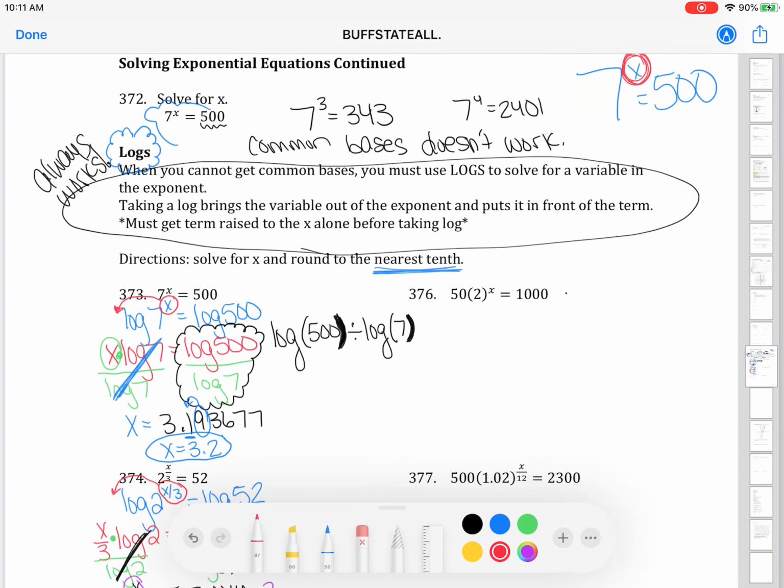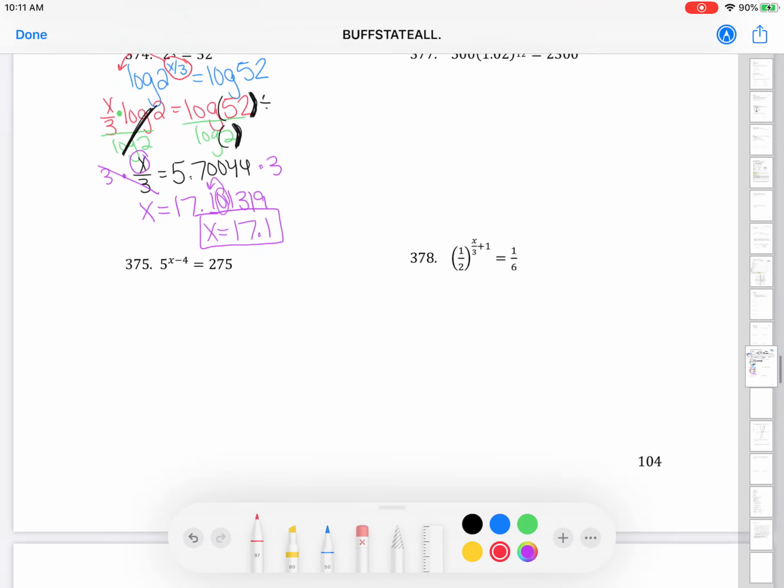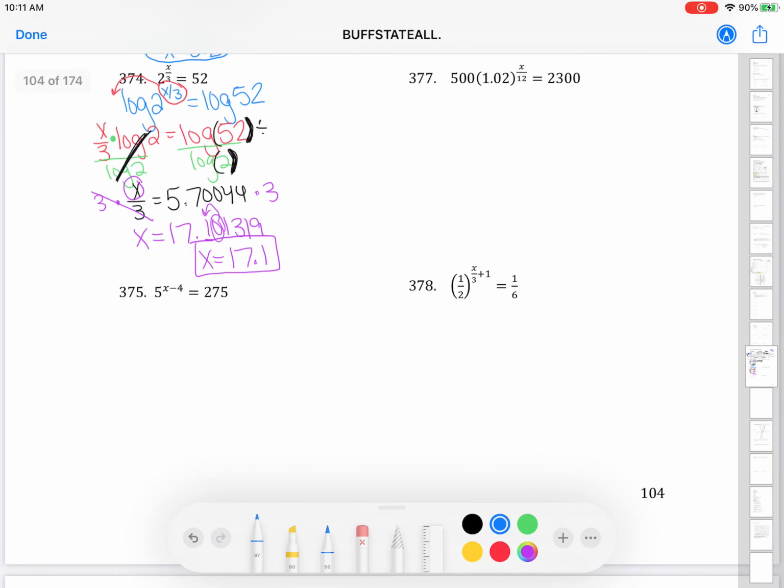Because if you do have one where common bases doesn't apply, even if you prefer that method, you still need to know how to use this log method. So let's go through another example of how to use logs, referring back to the last example we did in the first part of this video. So for 374, look at what we did as the first step.